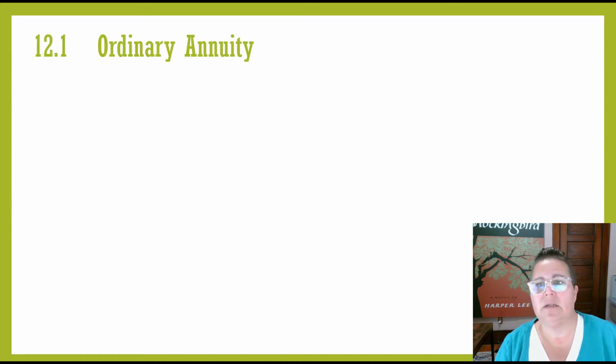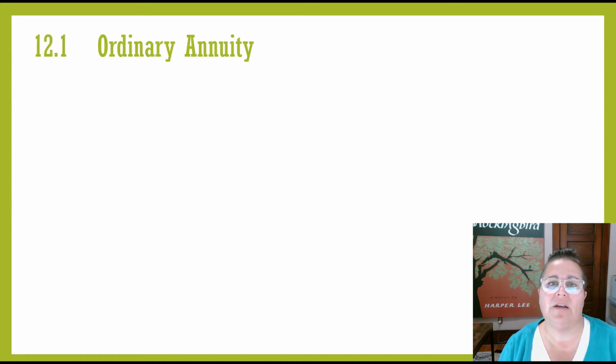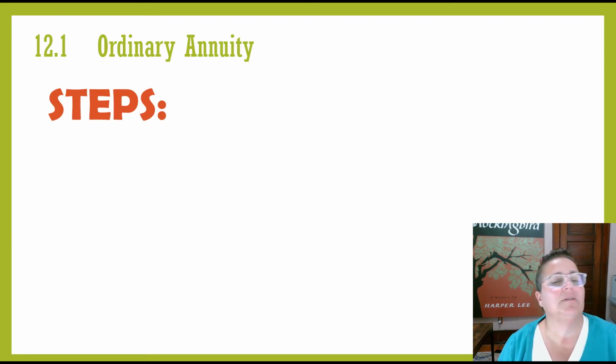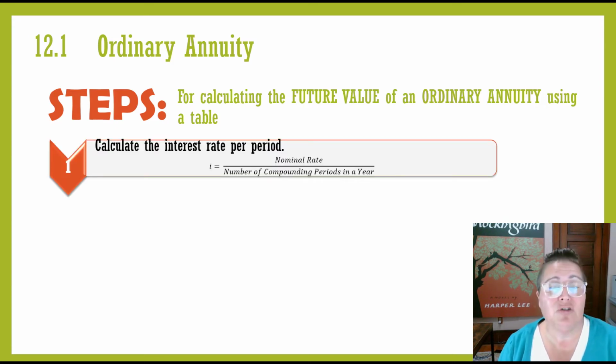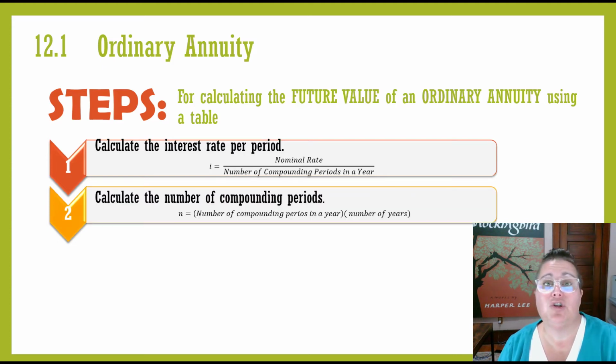All right? So an ordinary annuity. How do we find one using the table? The steps are almost essentially the same as before. For calculating the future value of an ordinary annuity using the table, the first step is to calculate the interest rate per period. We did this last chapter. You want to find the nominal or annual interest rate and divide it by the number of compounding periods in a year. Then you want to find the number of compounding periods total, your N. To find that, you need to know how many compounding periods there are in 1 year, and then multiply that by the number of years the annuity runs.